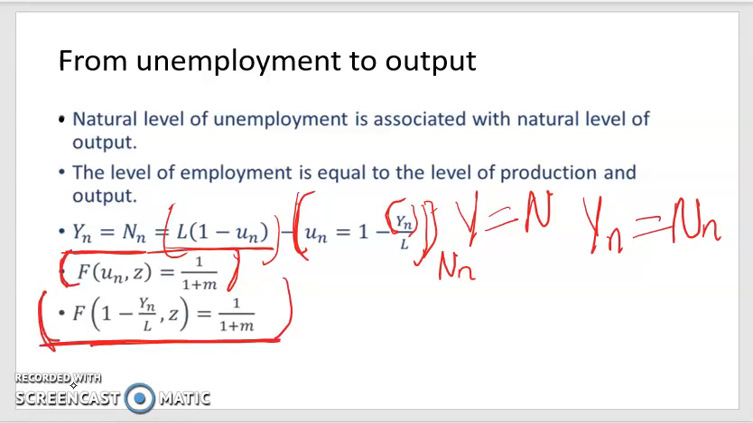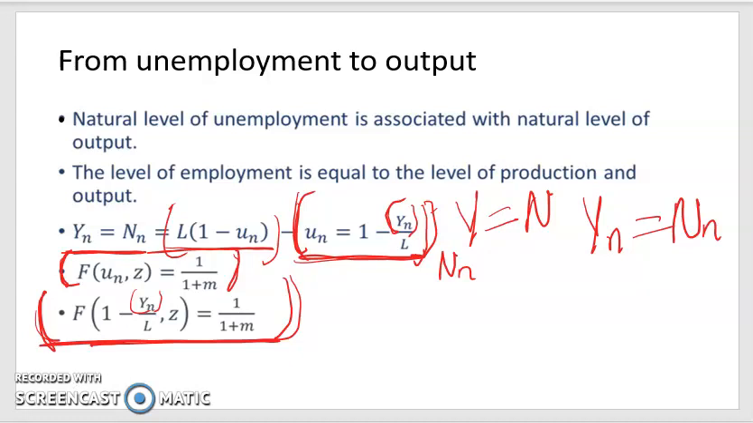What does it tell us? It tells us that the natural level of output, which is Yn, is such that at the associated rate of unemployment, the real wage chosen in the wage setting relation must be equal to the real wage implied by the price setting relation. This equation will be very useful as we proceed to the next chapters.